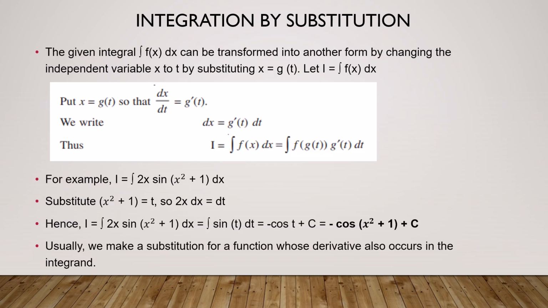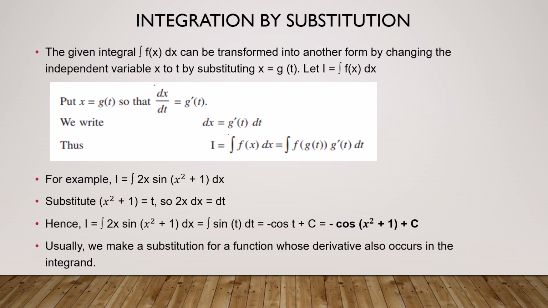First of all, let us understand what is this technique or method, integration by substitution. The given integral of f(x) dx can be transformed into another form by changing the independent variable x to some other variable t by substituting x is equal to g of t. Correct? It will be clear with the help of an example. See, I have given an example. Suppose you want to find integral of 2x into sine of x square plus 1 dx.